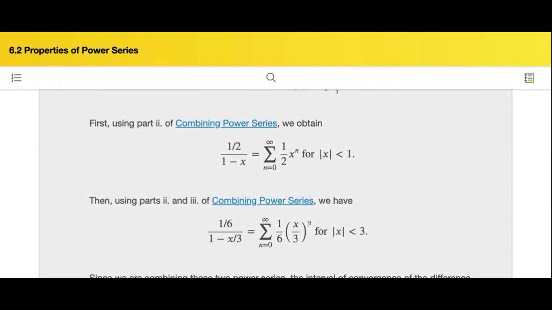And we want the first term to be 1 over 6, so that means we want to start with n equals 0. If n is 0, x over 3 raised by 0 will be 1. 1 times 1 over 6, we get 1 over 6. That's how we get our first term. And of course, for absolute value of x divided by 3 less than 1, that is the same as absolute value of x less than 3.